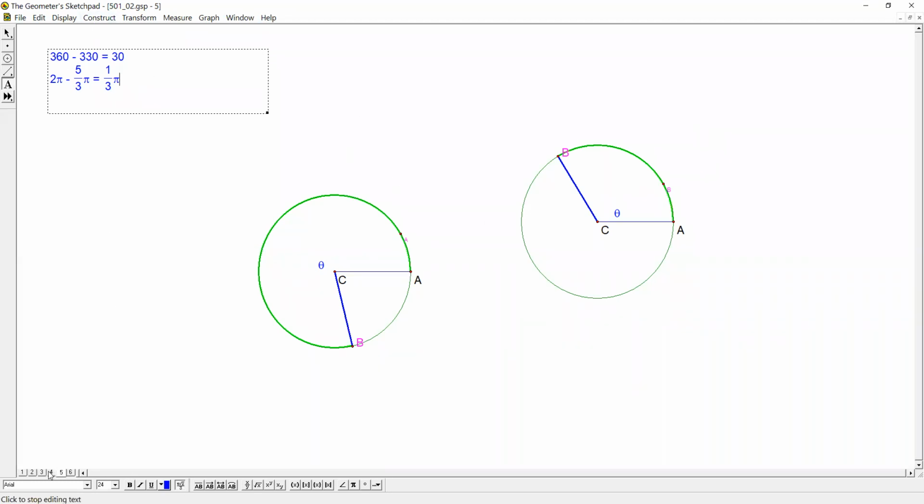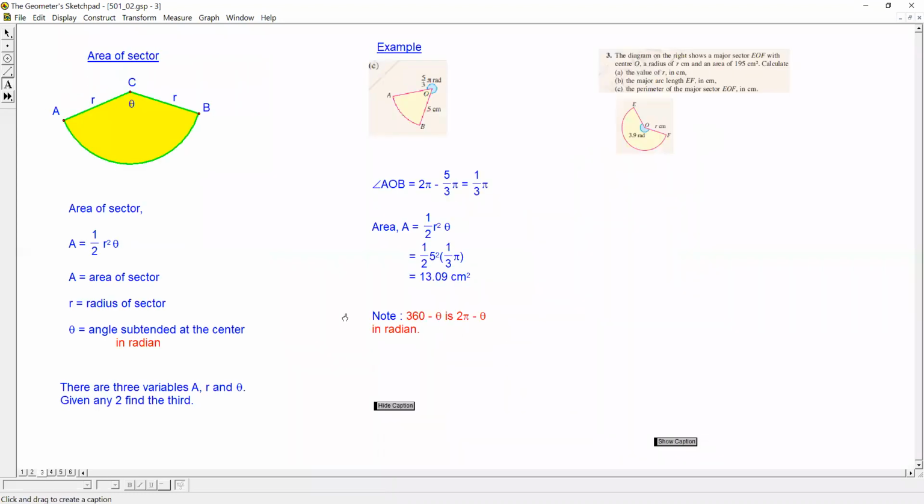Then I go back to the question here. So this 1/3 π you put inside, and you use the formula half r squared theta, and you will get this answer. The answer is in centimeter square. Must use this centimeter square. This is the unit for area.